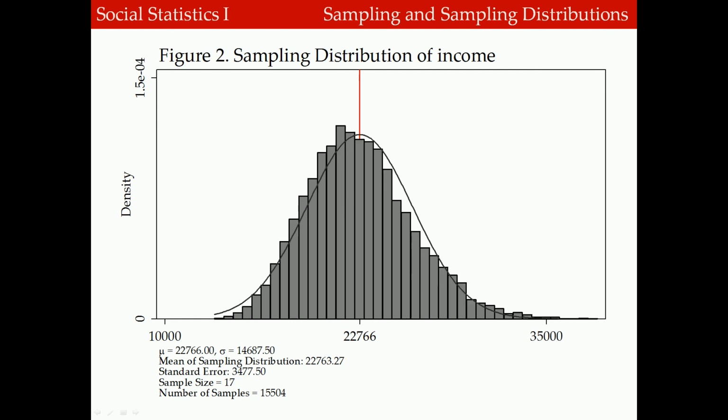Here's the distribution when we increase the sample size from 15 to 17. Notice that it too has a normal distribution, but it looks like it's slightly more tightly clustered around the value of the true population mean.